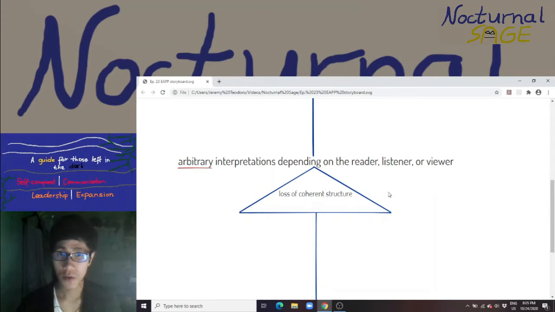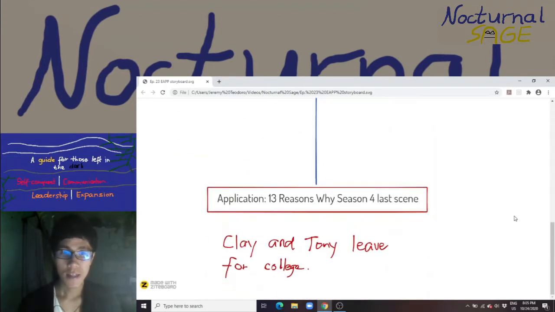So there's the loss of coherent structure. Let's apply this by analyzing the last scene, the very last one, in the fourth season of 13 Reasons Why. After everything that the characters have endured, they finally graduate and fulfill their respective dreams. And in the last scene, we find Tony and Clay leaving for college. They say goodbye to their loved ones. The very last frames are devoted to them riding a car, Tony's red car. We see them opening the windows of the car and they look as if it's an ordinary time.